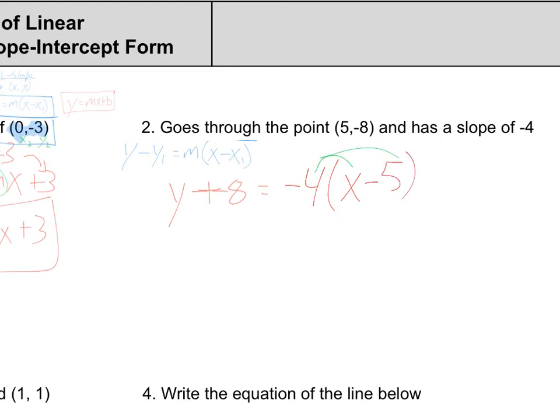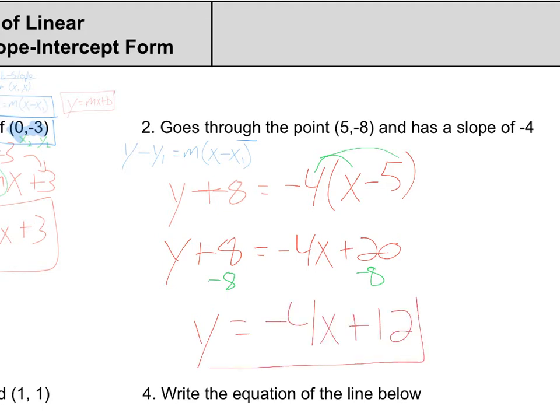So we'll clean things up. We'll distribute that negative 4 in there. So negative 4x, this would be a positive 20, so plus 20. Y plus 8 equals negative 4x plus 20. And then we want y by itself, so we'll just kick the 8 to the other side. Y equals negative 4x plus 12. Shazam, we're done.